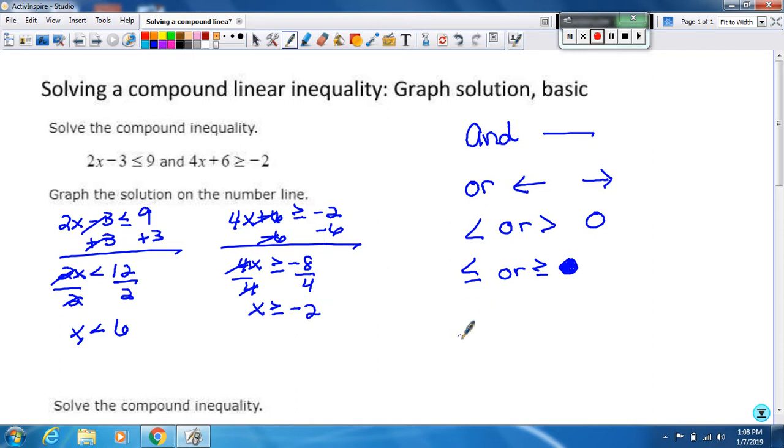Okay, so you want to put these in the order that they would appear on a number line. So on your number line, negative 2 would be over here, and positive 6 would be over here. The 6 inequality is not underlined, so that is an open circle, and the negative 2 is underlined, so that's a closed circle. Because of the word and, you connect them, so that's your graph.